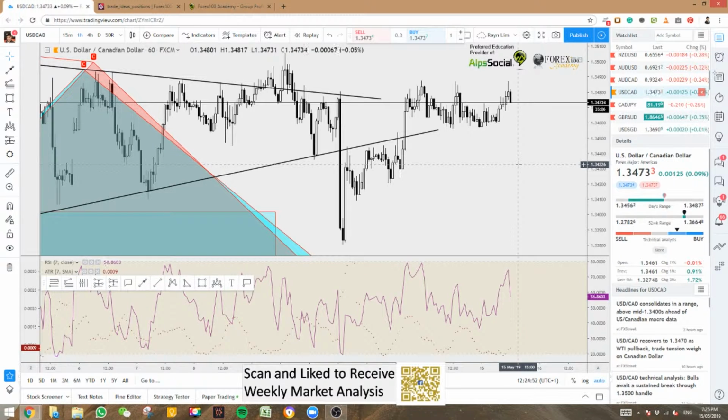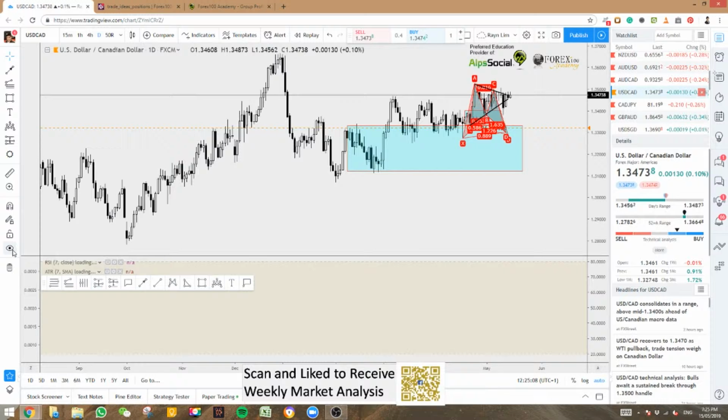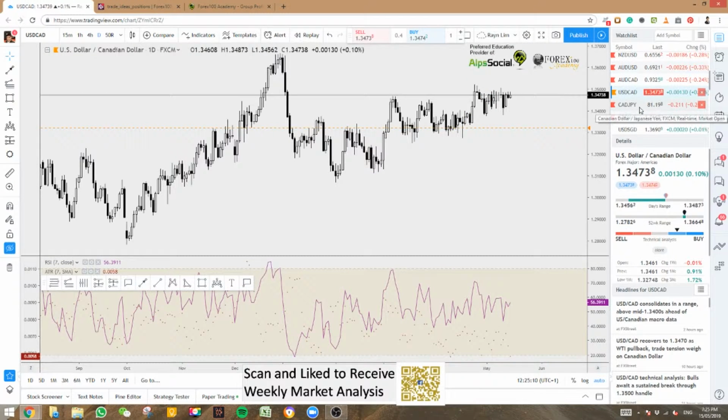And always have note taking when you are doing your analysis. Have your color code ready so you know what kind of signal you are giving yourself and what you are waiting for. Alright, back to the daily chart while we move to CAD Yen.